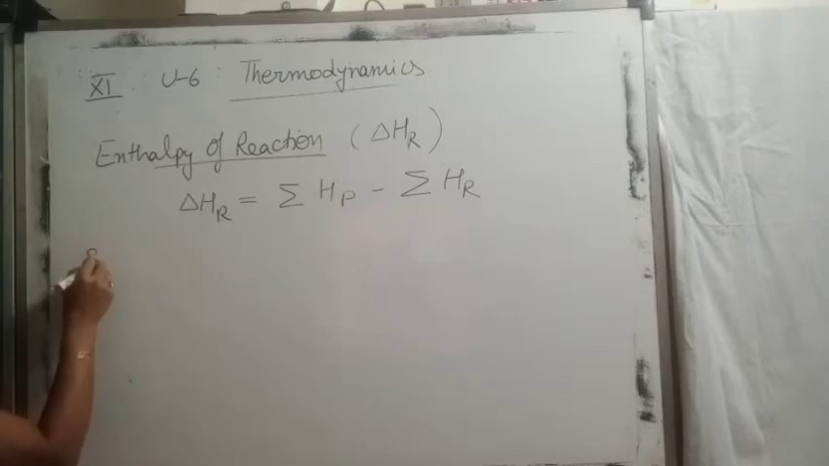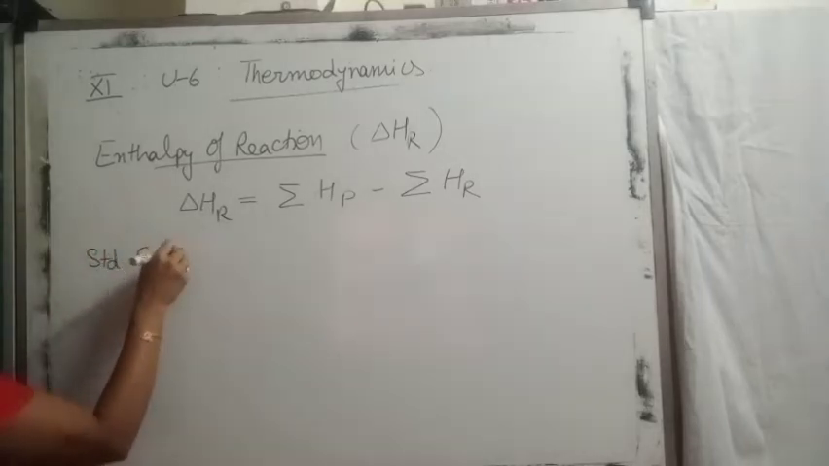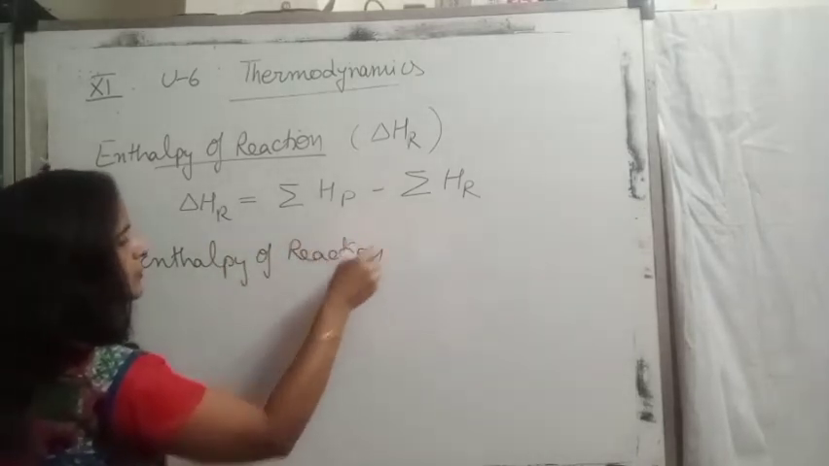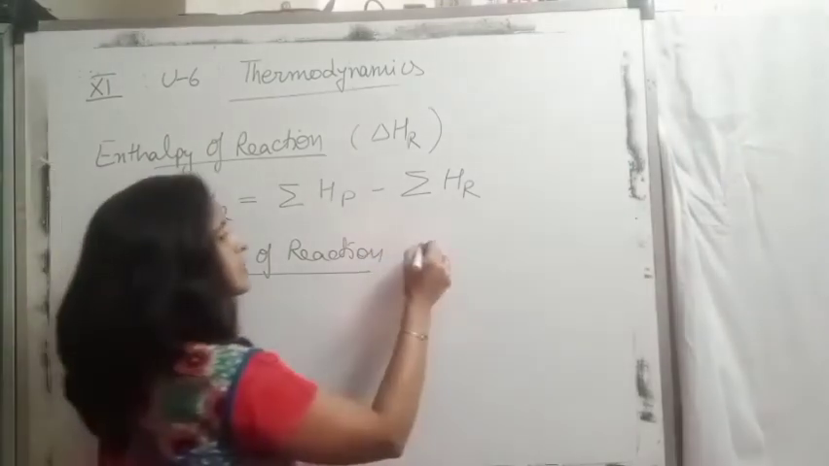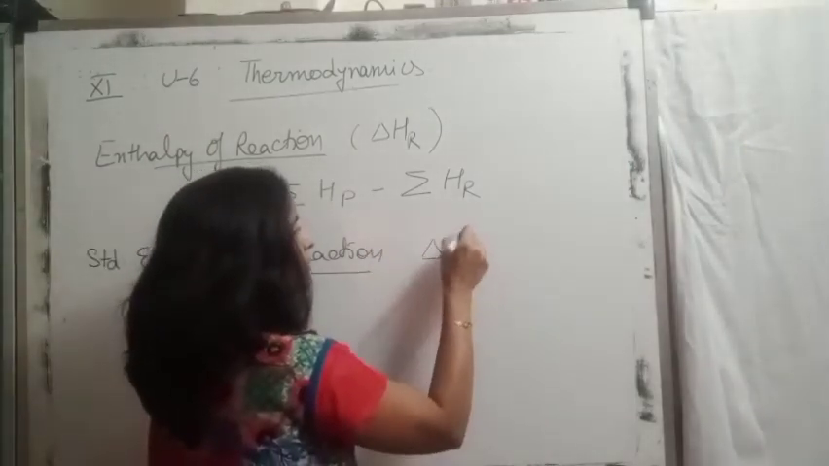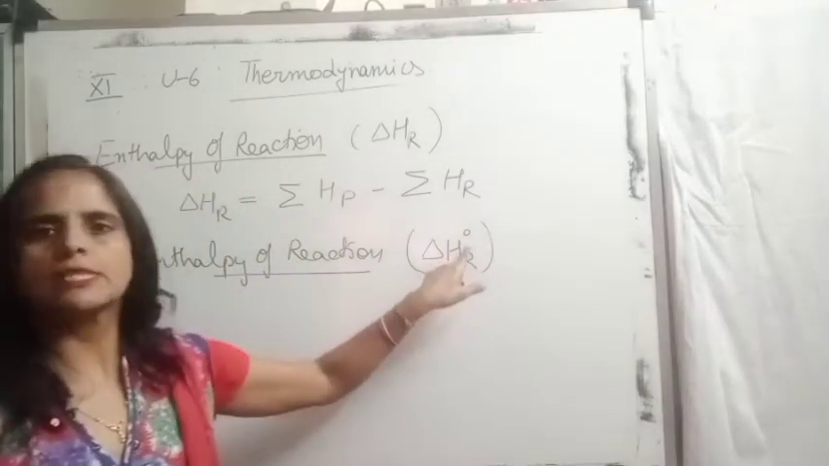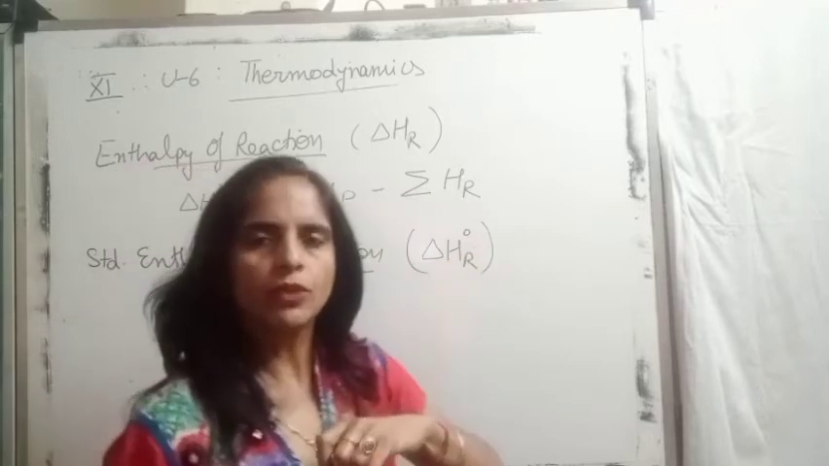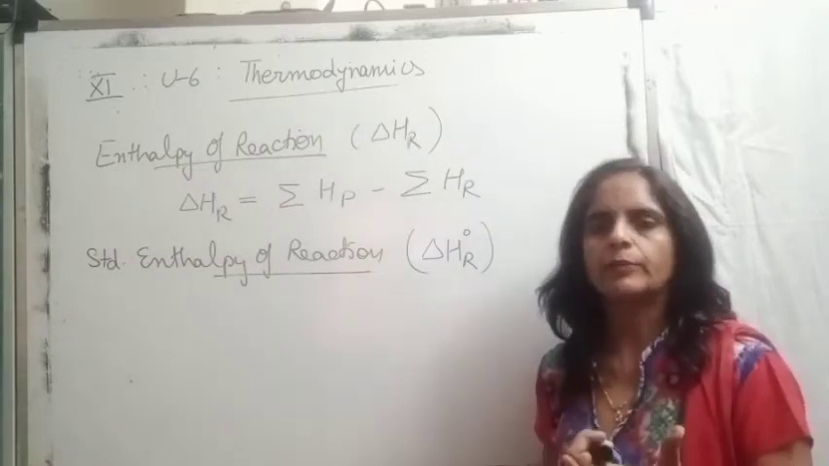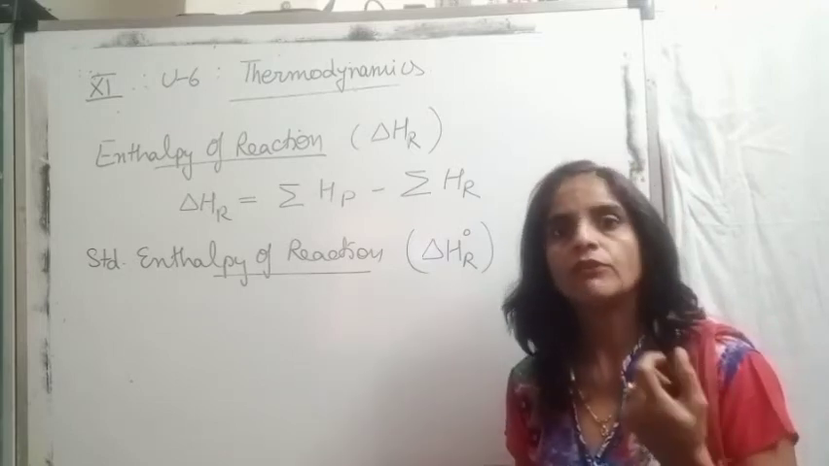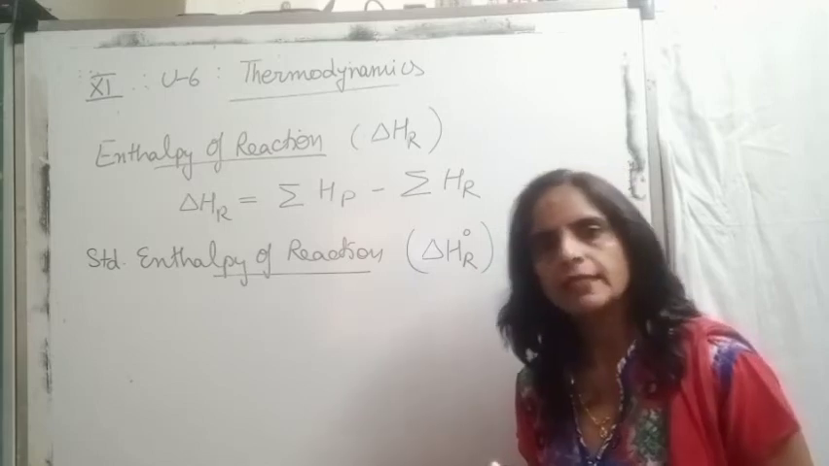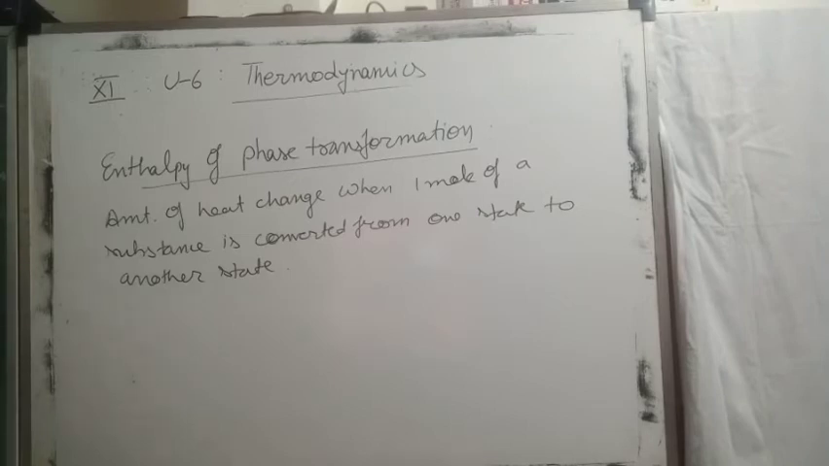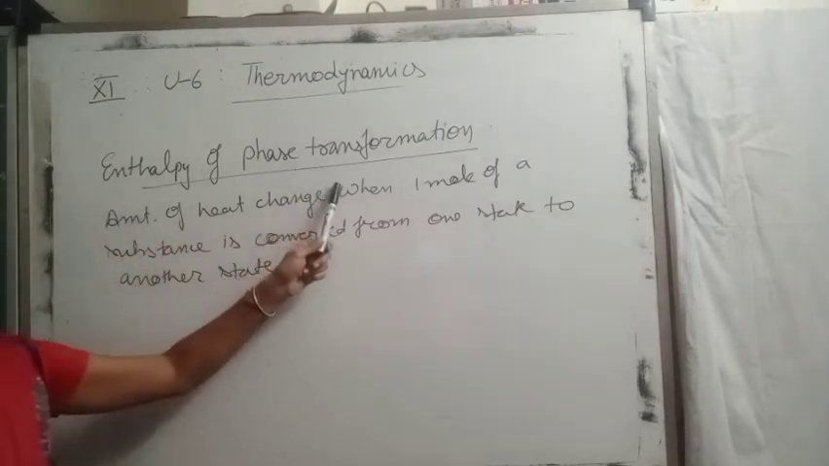Similarly, I can define standard enthalpy of reaction. The symbol of standard enthalpy of reaction is delta H_R naught. Whenever we use this naught term, it indicates the standard conditions. So the amount of heat change during a chemical process under standard conditions of temperature and pressure is termed as standard enthalpy of reaction. Next definition, enthalpy of phase transformation.